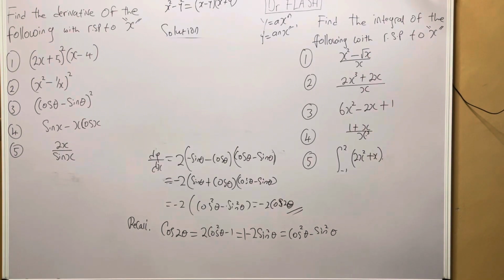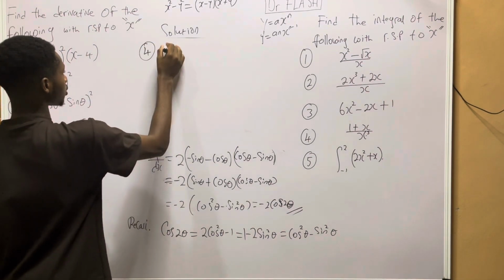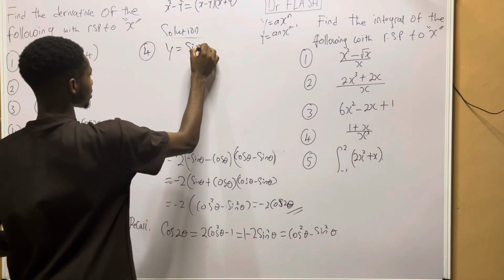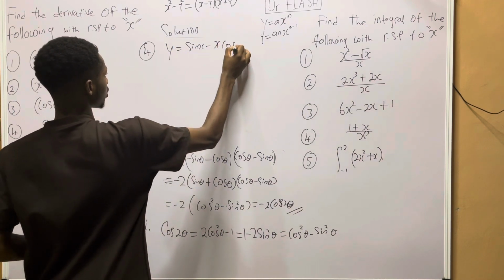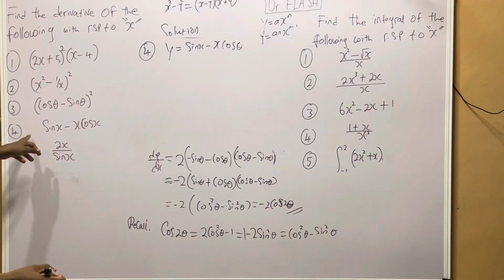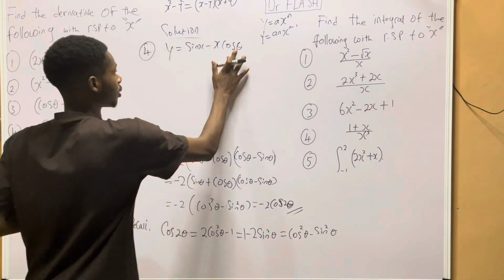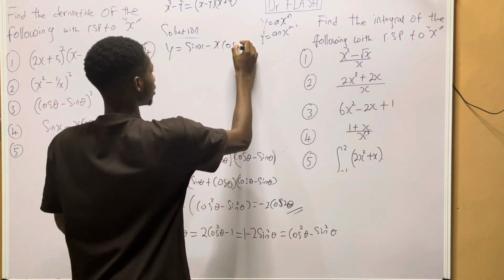We are going to have sin x minus x cos x. So I'm going to say y is equal to sin x minus x cos x. Now this one is quite easy. Sin x minus x cos x. It might be, okay, this should be cos x actually.